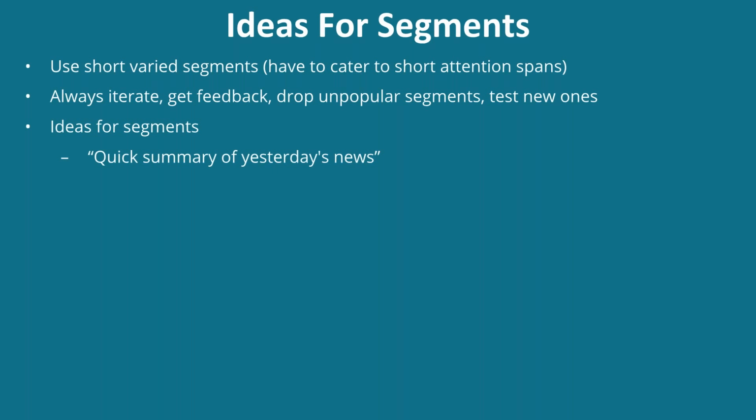So a quick summary of yesterday's news. Maybe you're talking about the results from some of the sporting events that happened with the school teams. A thought of the day. This could be tied in to different values, perhaps, that the school is focused on. Maybe there's different themes on a particular week or monthly basis, and those thoughts are tied back to that overall concept.